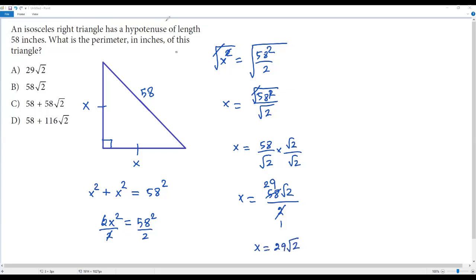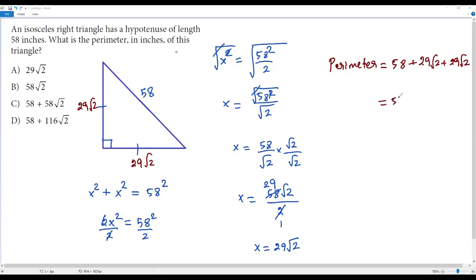Here in the given triangle, I can replace x by the value we got. So that is 29 times the square root of 2, and here 29 times the square root of 2. Our aim is to find the perimeter of the triangle. So to get the perimeter, I just have to add all three sides. First, let me take the hypotenuse, that is 58. Then let me take the remaining two legs, that is 29 times the square root of 2 plus 29 times the square root of 2.